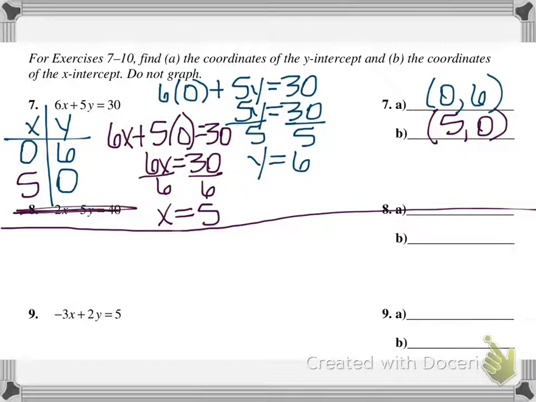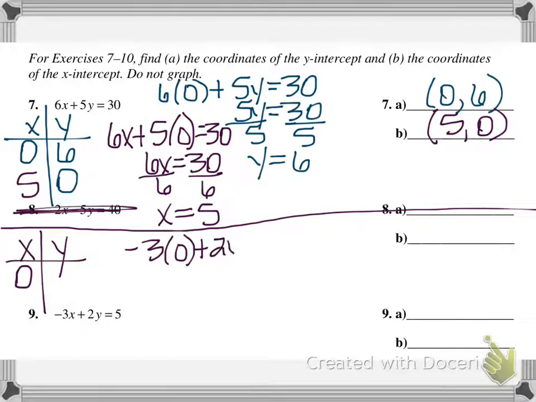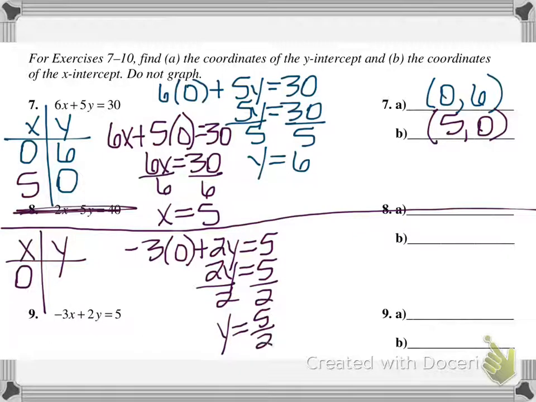And let's find the intercepts for number 9. Again, I'm going to plug in 0 for x, so I'm going to have negative 3 times 0 plus 2y equals 5. That's going to give me 0 plus 2y, so 2y equals 5. Divide by 2, so y equals 5 halves. So when I plug in 0, I get 5 halves. So my y-intercept is (0, 5/2).